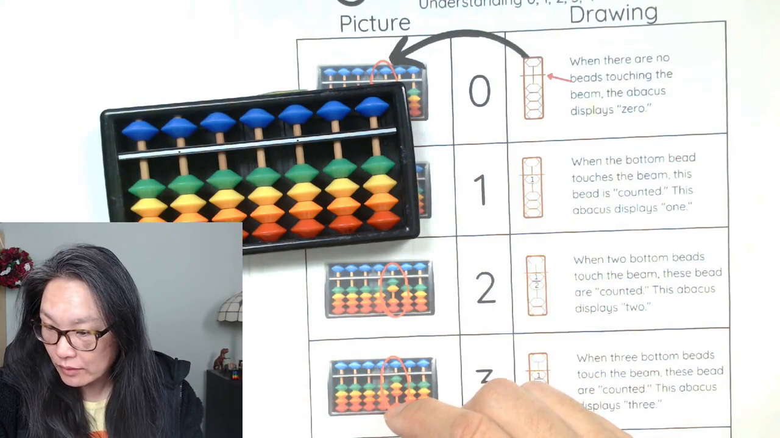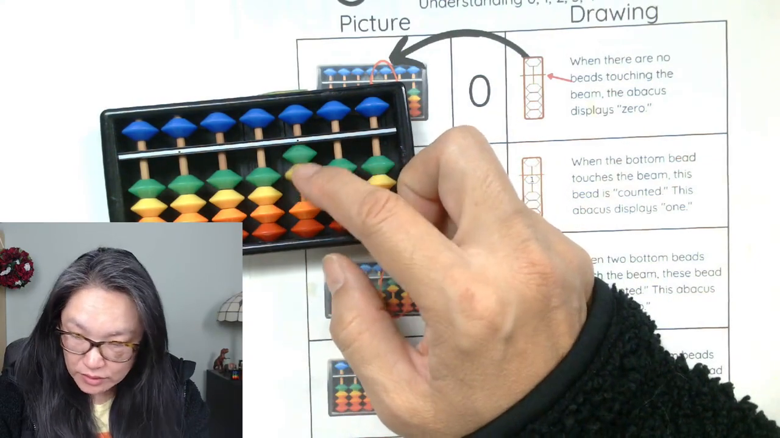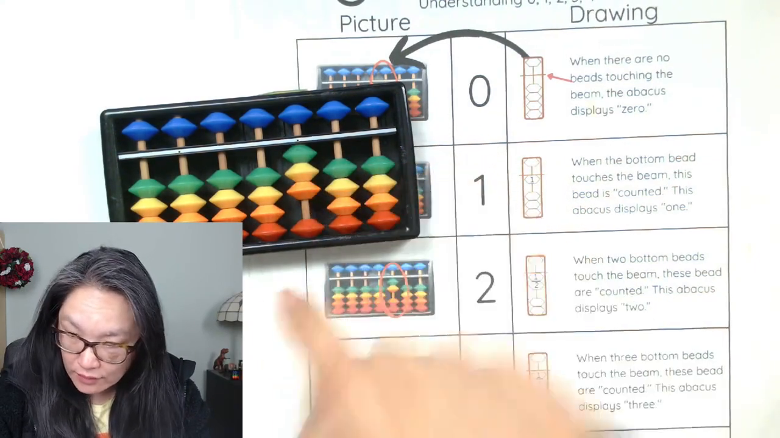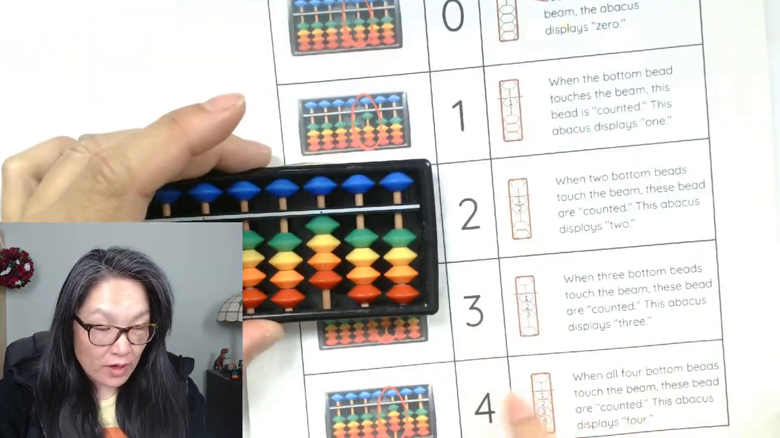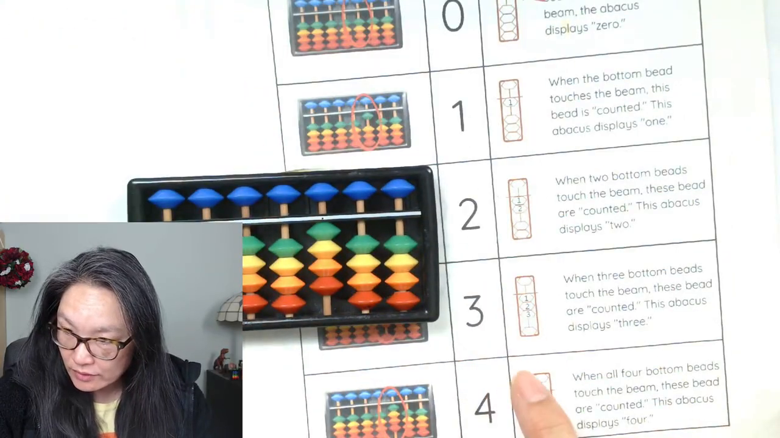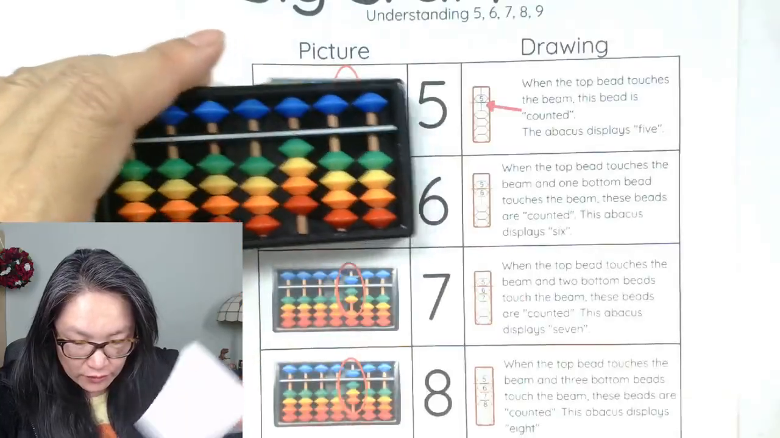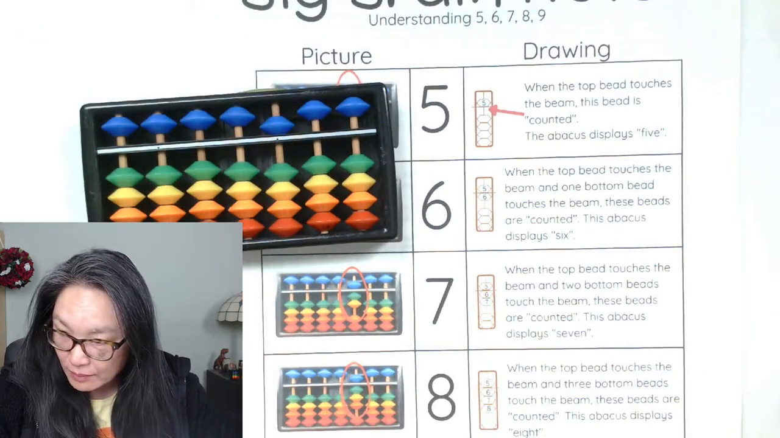We're sharing everywhere. So we do 1, 2, 3, 4. So we have 4 on the abacus. And then what we're going to do is we're going to do 5. To do 5 on the abacus is always going to be the top bead.